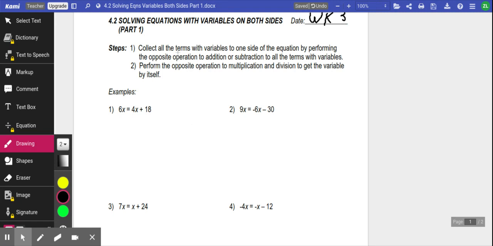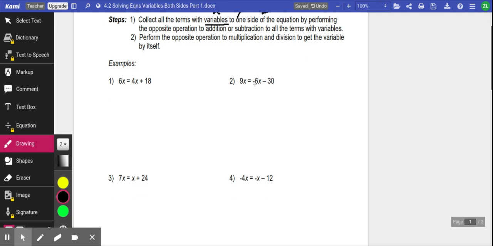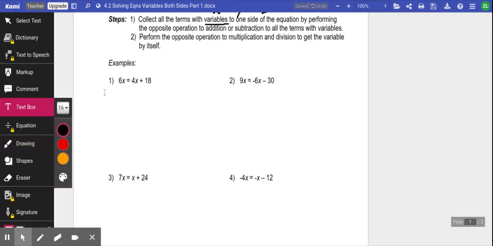So our job is to collect all terms with variables, variables being X, Y, Q, things like that, on one side, and then do so by performing the opposite operation to addition or subtraction to all the terms with variables, and then perform the opposite operation to multiplication and division, which we'll go over. But basically, if you're going to move one thing over the equal sign, you have to do the opposite.